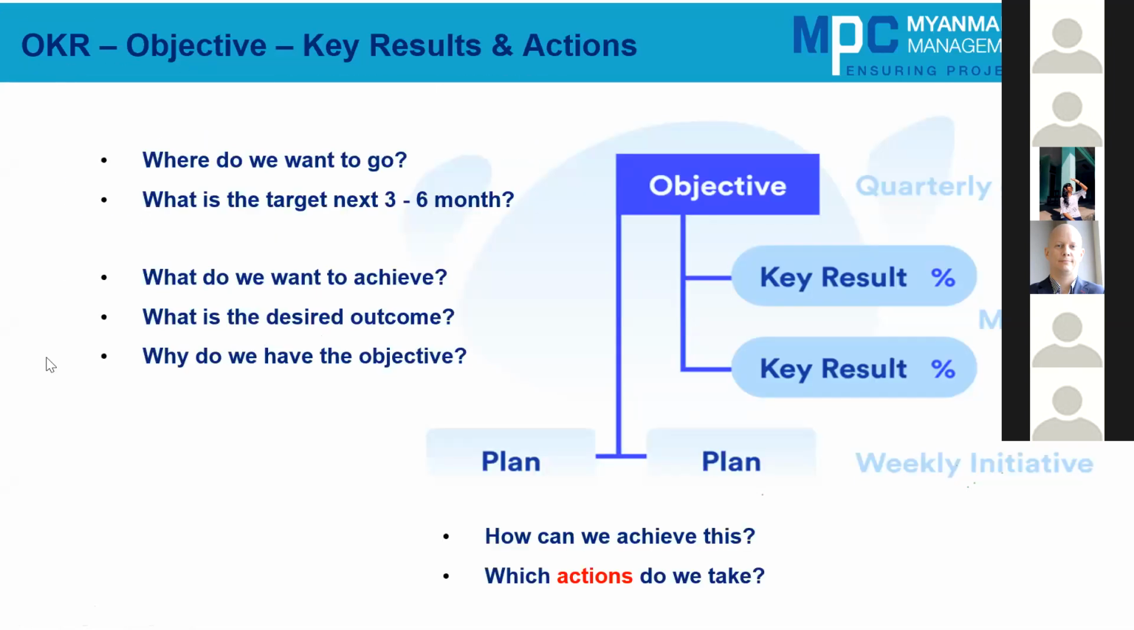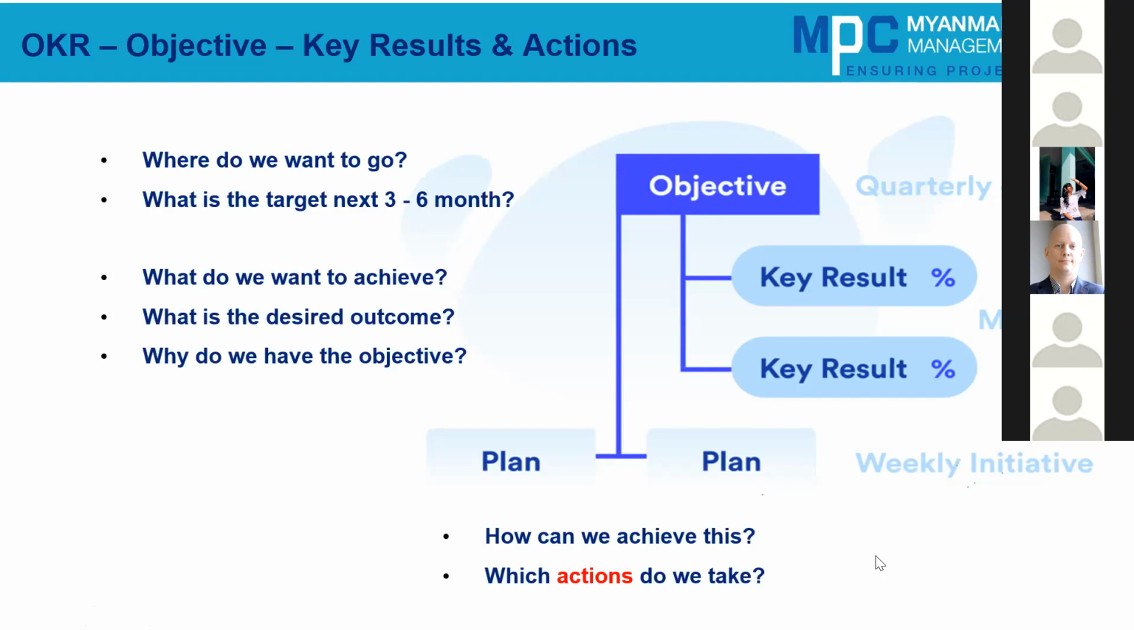Okay. And the last part is planning, or we call it actions. Planning and actions come mainly from the teams, and it means how can we achieve that? How can we achieve the key result and the objective? And what actions do we take on a weekly basis?